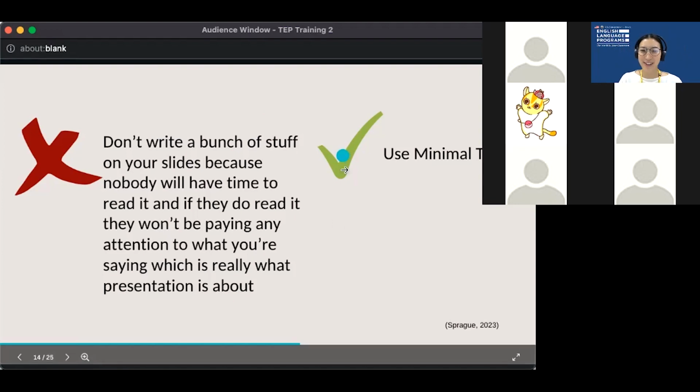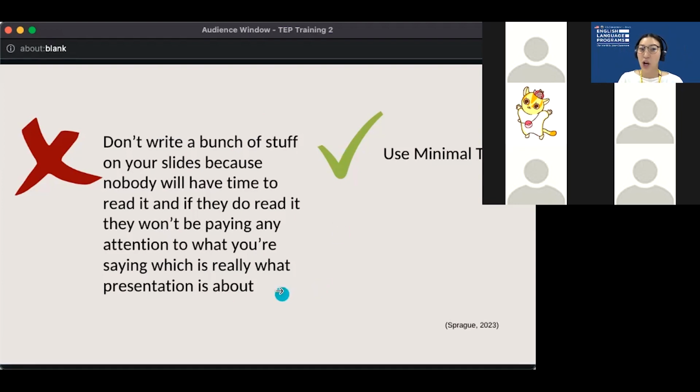What else did you notice? When I first started talking about this slide, probably you were not listening to me. You were going and trying to read what was on the slide, right? Don't write a bunch of stuff on your slide because no one will have time to read it. And if they do read it, they won't be paying attention to what you're saying.